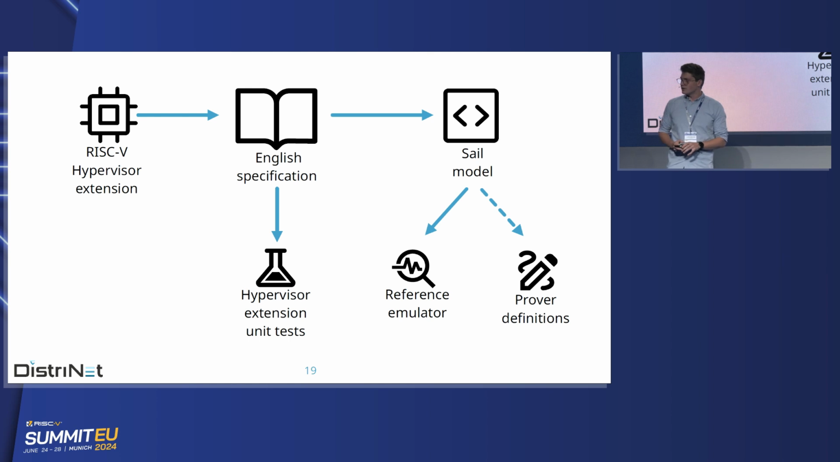This slide is a brief recap of the situation now. You have the RISC-V Hypervisor extension, which is ratified in the English specification. We have an implementation of it in the Sail model that allows you to extract reference emulators. In theory, you could also extract proof definitions. We haven't done that yet. And there is now a collection of hypervisor extension unit tests that follow the same format as the tests that are bundled with the model.